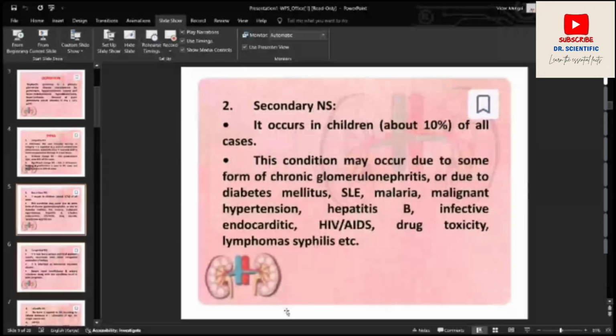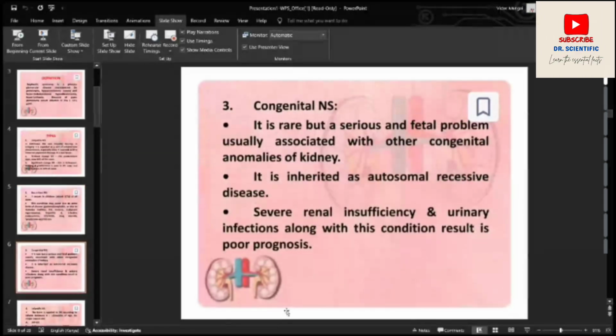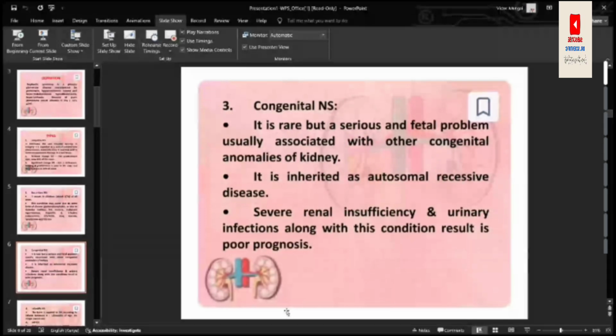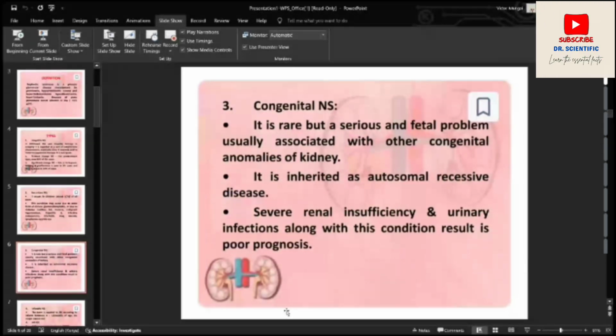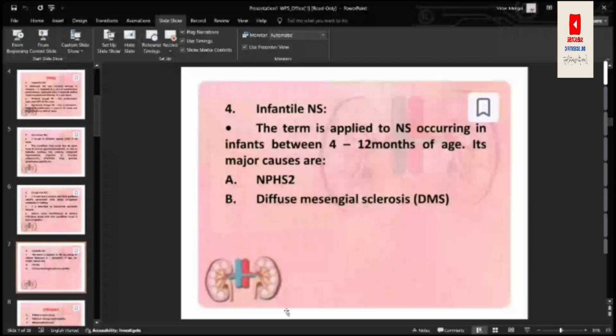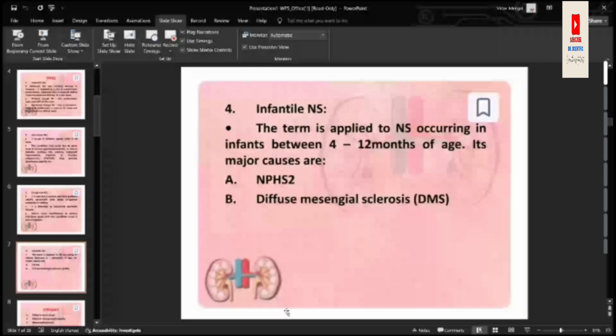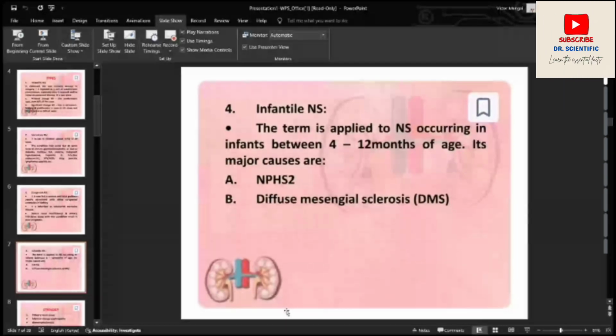We will talk about glomerulonephritis later on, and it is inherited as an autosomal recessive disease, with severe renal insufficiency and urinary infections. Then the last one is the infantile nephrotic syndrome. The term is applied to nephrotic syndrome of infants between 4 to 12 months of age. Its major causes are NPHS2 and the diffuse mesangial sclerosis, the DMS.